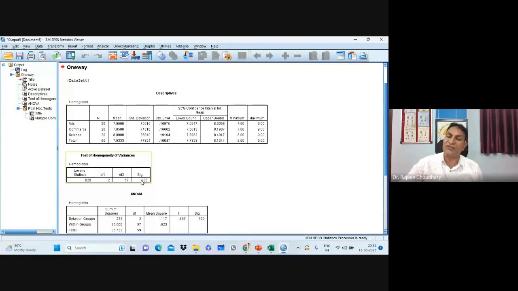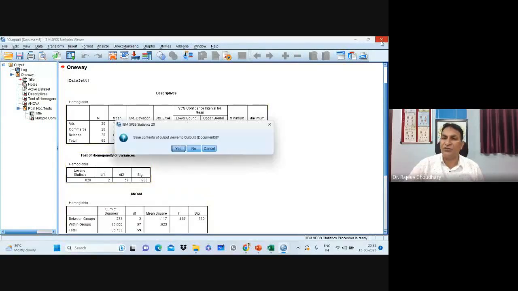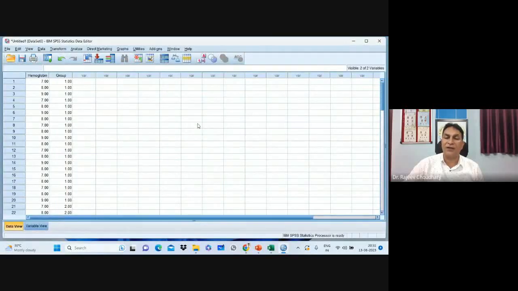Brown-Forsythe test or Welch test. So I am going to demonstrate how to apply the Brown-Forsythe or Welch test. Madam, where is my cursor?